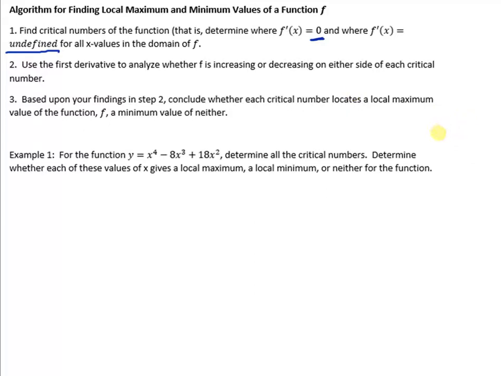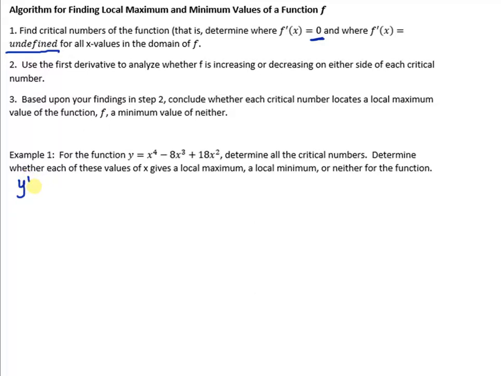Okay, so here we go. Example 1. For the function x to the 4 minus 8x cubed plus 18x squared, determine all the critical numbers. And then what we're going to do is determine whether each of these numbers gives a local max, a local min, or neither. Okay, so the first step here, number 1, is find the derivative.